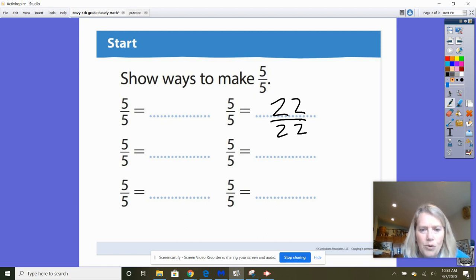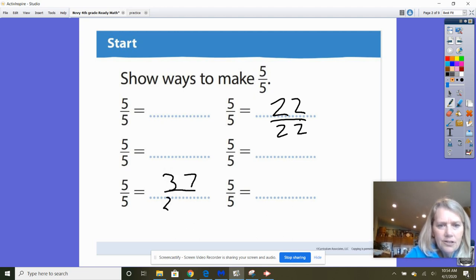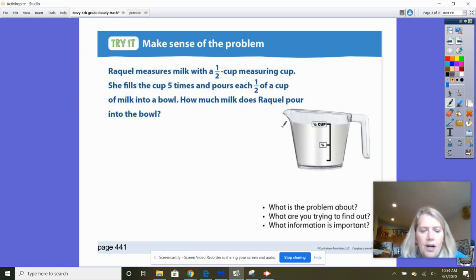Now you add in some more. I'll give one more. I'll do 3/7. So this is just reminding yourself of all different ways to equal 5/5, which of course equals 1. All right, so you should have some more ways there on your whiteboard or on your paper. Next, open up your big book to page 441.